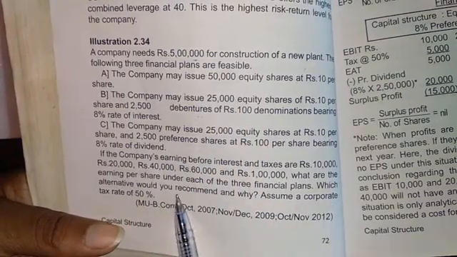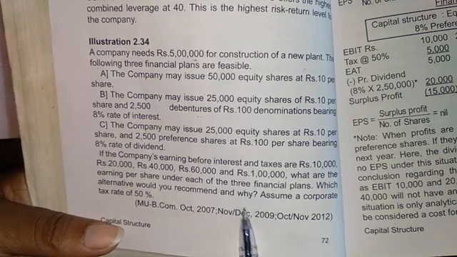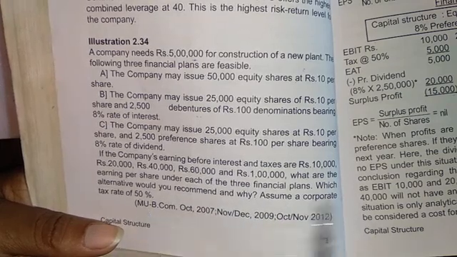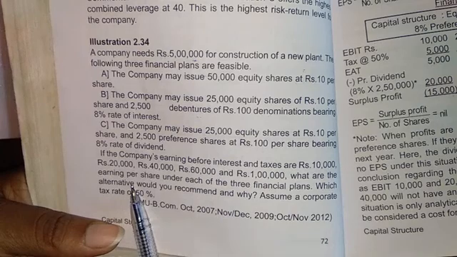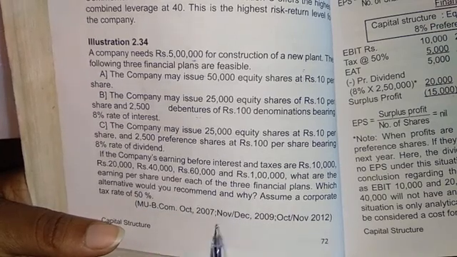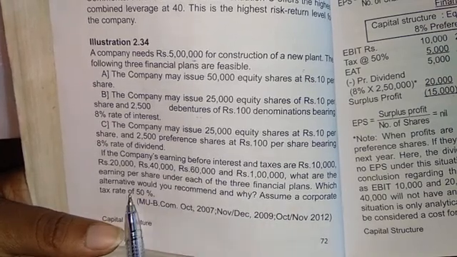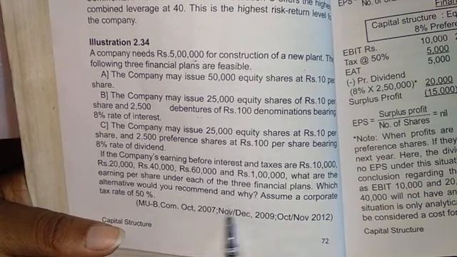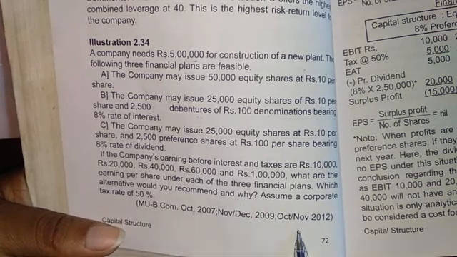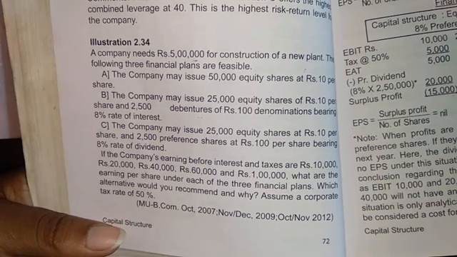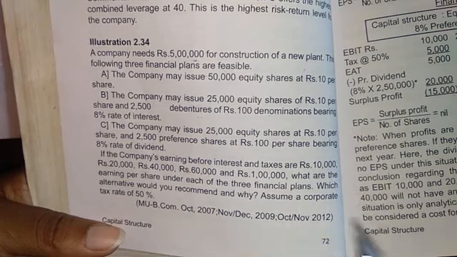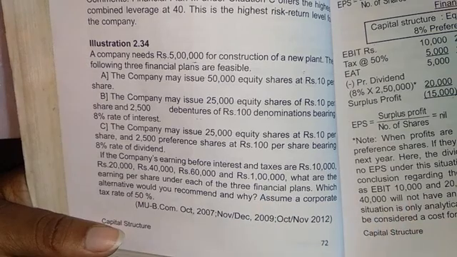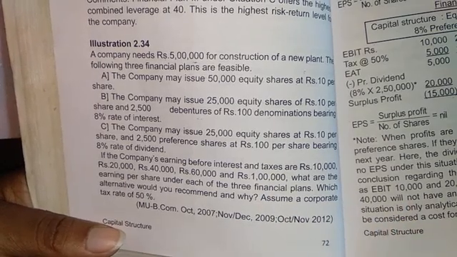Which alternative do you recommend and why? Assume a tax rate of 50%. So you have to recommend which alternative is the best and why it is best, and here the tax rate is 50%. This is a 24 marks problem. It has appeared in 2007, 2009 and 2012, and also in the next year. So it is very important. Note down the problem.